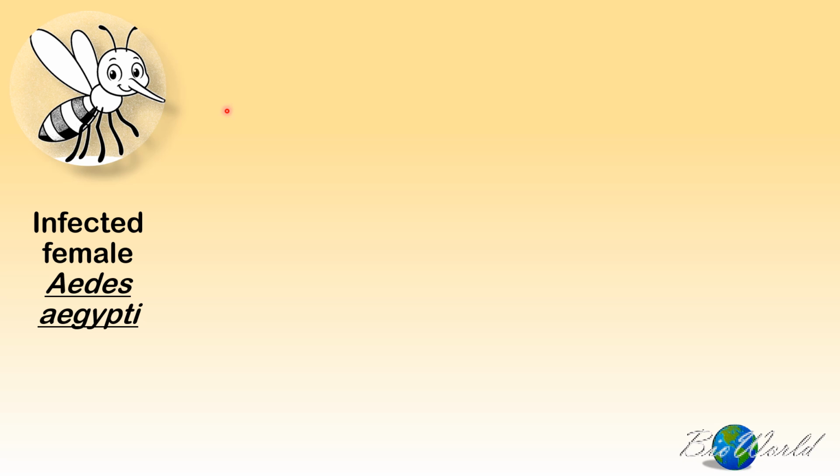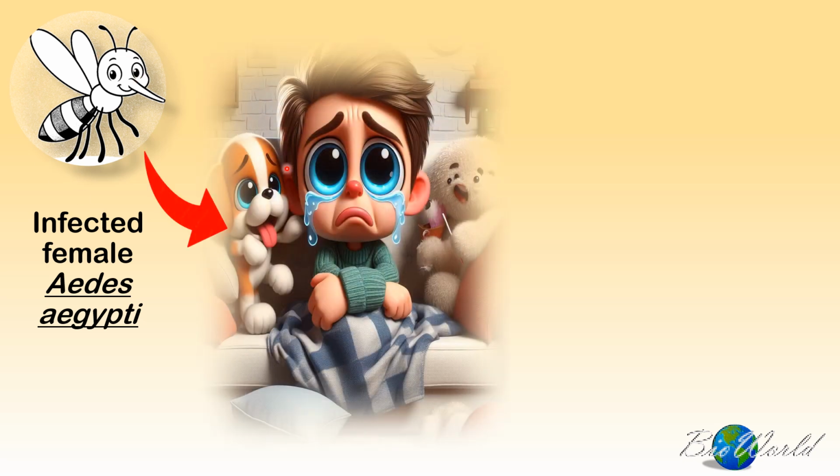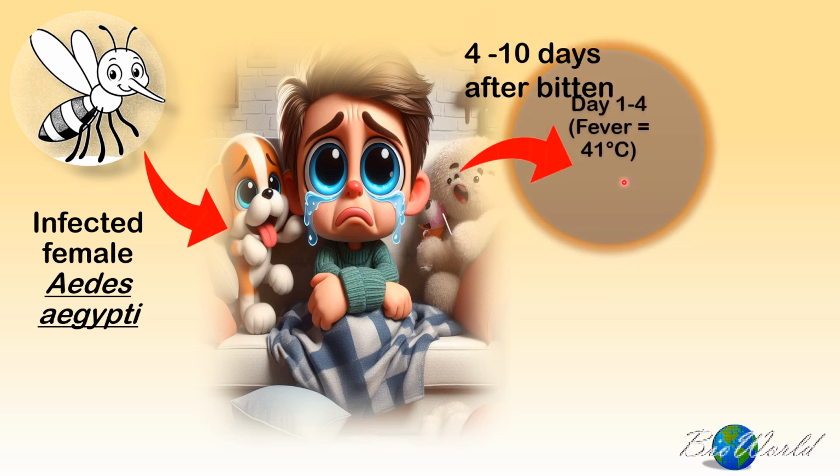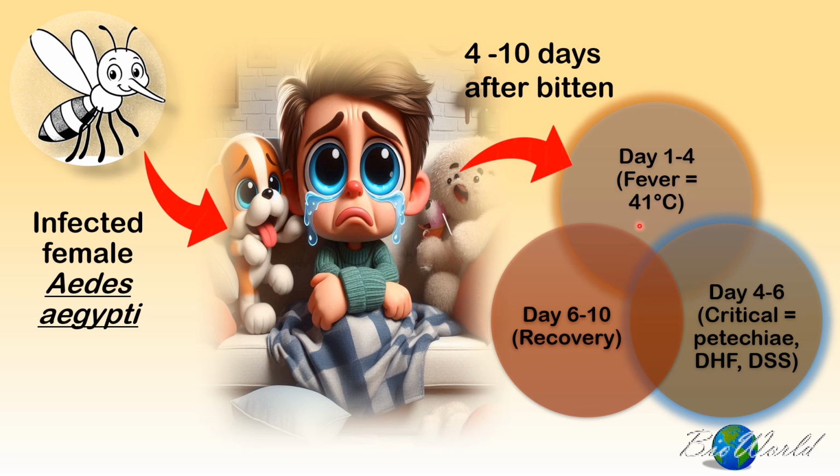In that video, I've also told you that it is the infected female Aedes aegypti that transmits the disease, whereby once it bites a person, after a period of almost 7 days, symptoms begin to appear. Symptoms such as the high fever at temperatures reaching 41 degrees Celsius and physical symptoms such as PTK, as well as more serious symptoms like dengue hemorrhagic fever and dengue shock syndrome. After which, if the individual's immune system is powerful, the individual will recover.